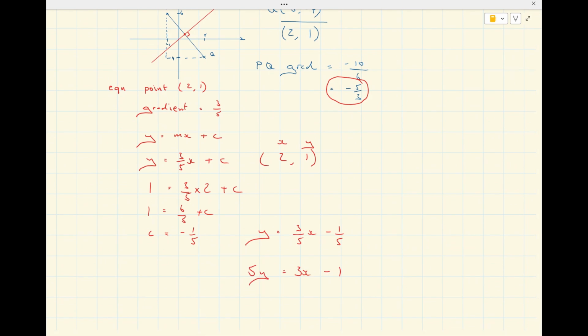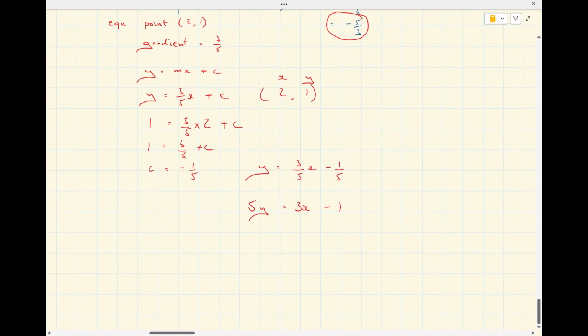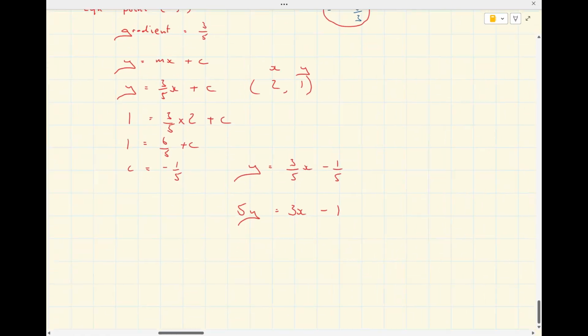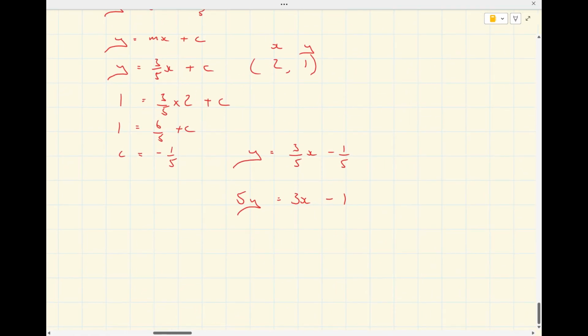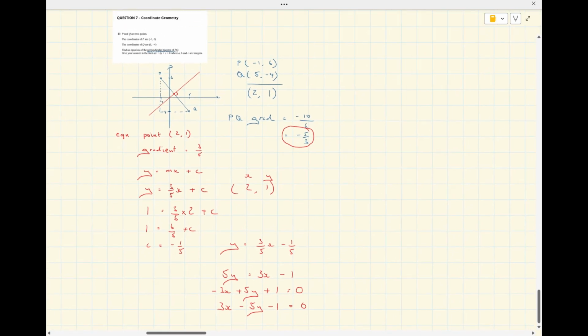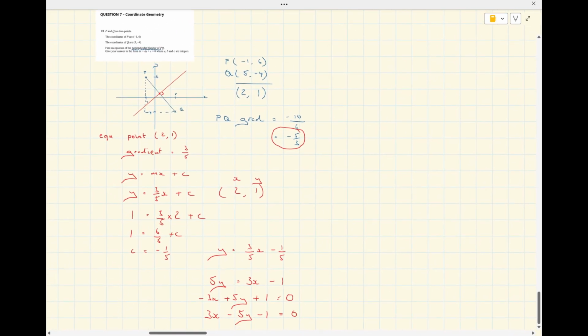And now I've got integers there. So I'm going to subtract. Now let's just have a look at the form: something x. So I'm going to subtract 3x from both sides. There's my 5y's. Add 1 to both sides, and there is my answer. Alternatively, you might have had the answer 3x minus 5y minus 1 equals 0, and that would be fine too. And I'm thinking that that is question 7 done.